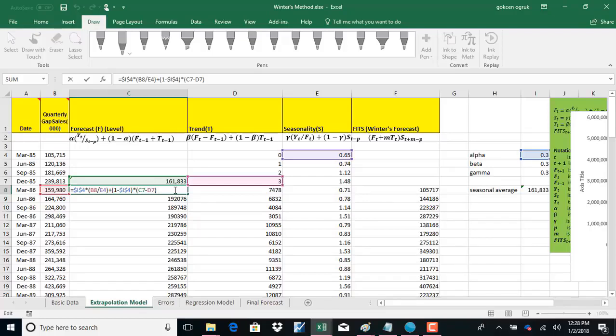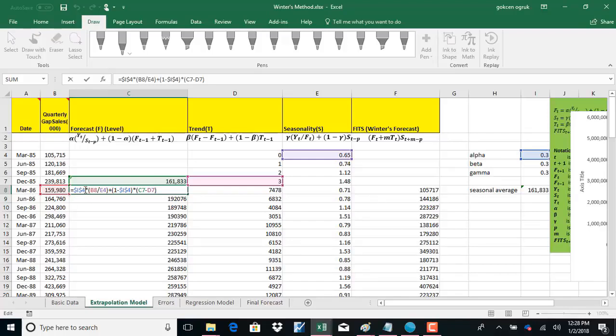So level is equal to alpha times sales at time t. We are in period 5 or March 1986. Therefore, I'm going to use actual sales in March 1986 divided by our seasonality index estimate in period t minus p. So we know our season is 4 periods long. Therefore, p is going to be 4. And we are in period 5. 1, 2, 3, 4, 5. So 5 minus 4 equals 1.